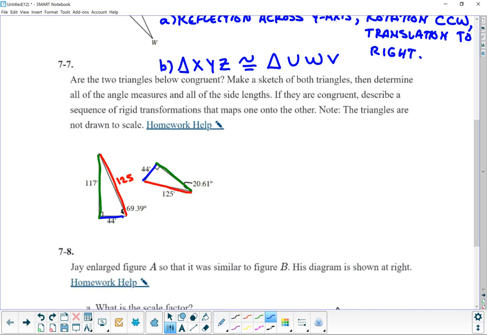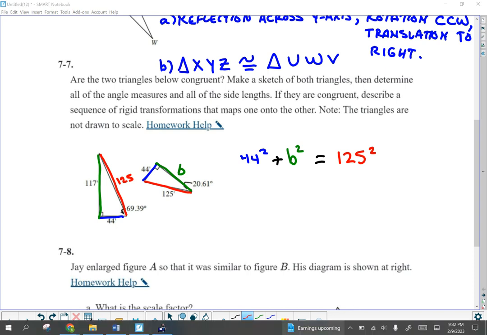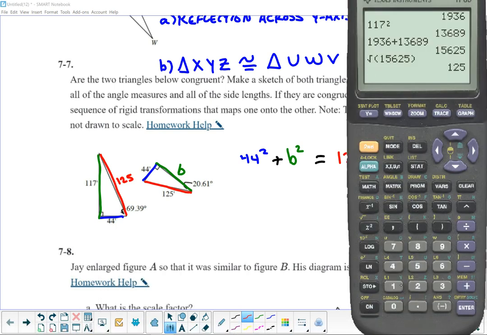All right, so I'm going to go ahead and do the same thing again. So 44 squared plus, and I don't know the b, so I'm going to just put in b squared, and that's going to equal, the red is 125 squared. All right, so I need to go through and do all that stuff again. So 44 squared, 125 squared, so I can put all that in.